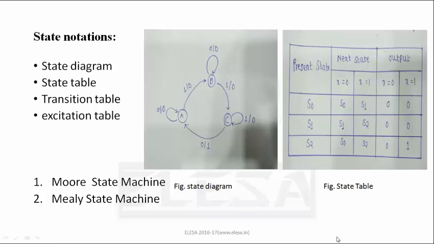Now the state table is a tabular form of describing the operation of the circuit. Each row of the state table corresponds to a state of the logic circuit, and each column corresponds to a combination of the input sequences. Now let's take an overview of the Moore state machine and the Mealy state machine.